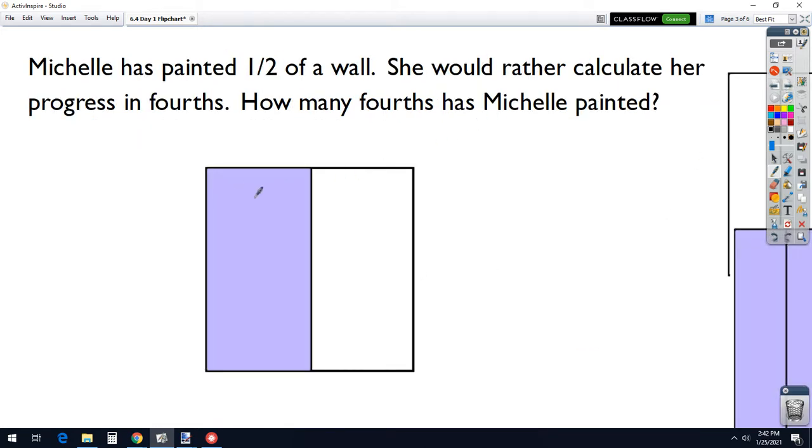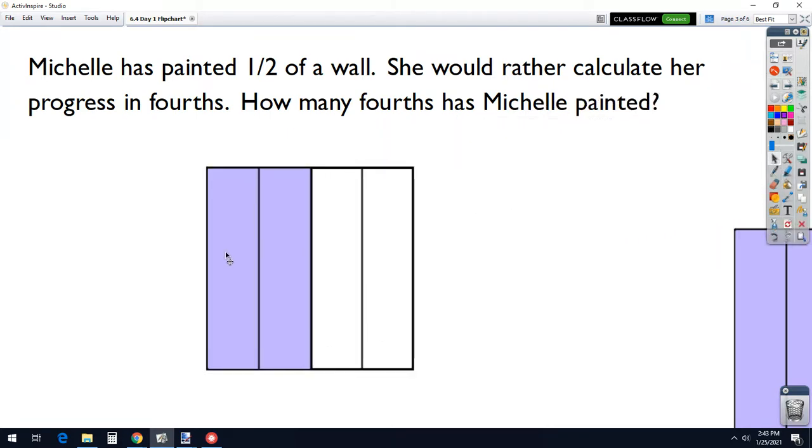We could do the same thing here with Michelle. She's got half a wall painted. You can see her 1/2 over here, but she'd rather calculate her progress in fourths. So how many fourths has Michelle painted? Well, I could turn these halves into fourths, right? If 1/2 is 1 part out of 2, our fourths would be a certain number out of 4. So again, with a quick sketch here, you can see now I have fourths, and how many fourths are there? I'll clean it up a little bit with a neater copy here.